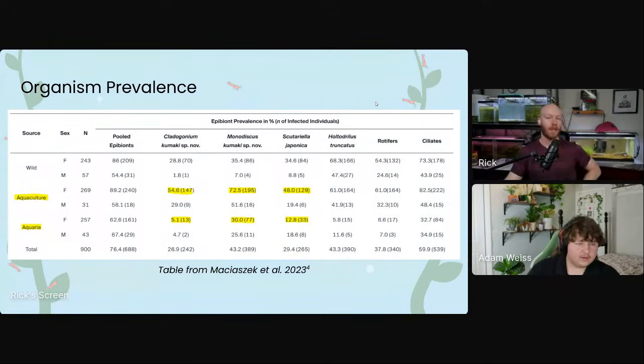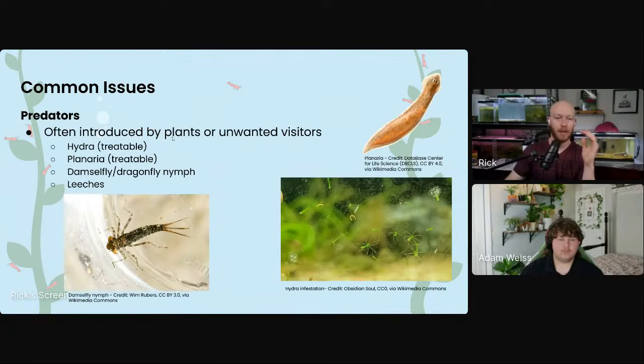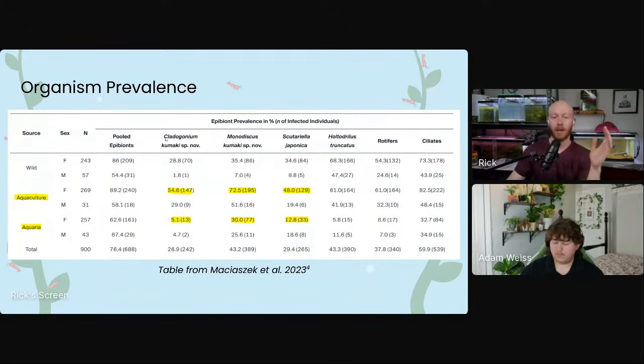If you haven't seen some of my videos, epibionts are basically any organism that lives on your shrimp. It may be beneficial, it may have no effect on the shrimp, or it may be harmful. Something like Cladogonium is your parasitic algae, and that's a serious issue. Something like Monodiscus kumaki, Scuturiella, and Holtodrillis live on your shrimp. They don't necessarily look very good. They're kind of like white worms that can be on various parts of them, but they don't have a significant impact on their overall health. They just can scare people.